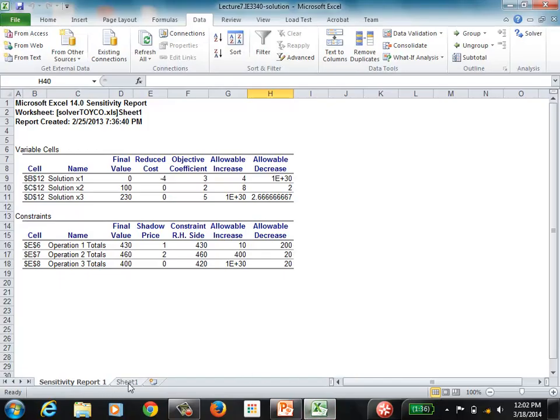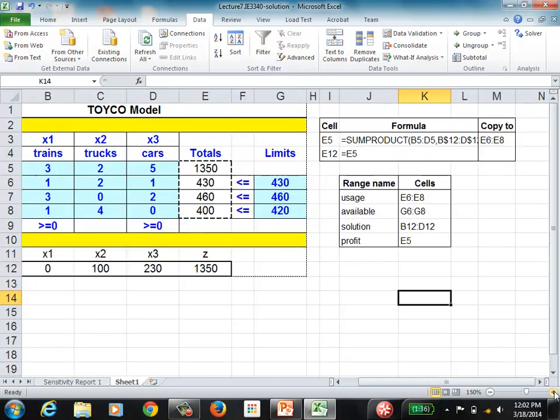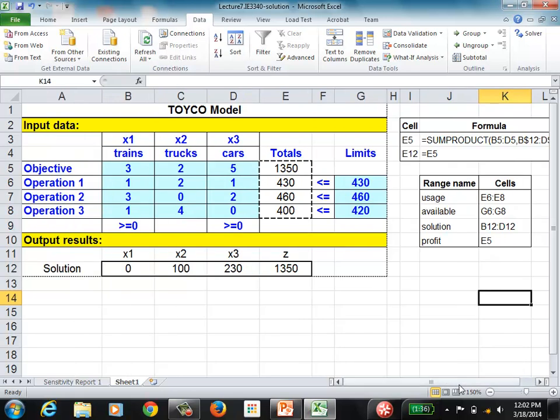So here is the Toyco model. We have our objective function coefficients. We have the coefficients for the constraints, so operation 1, operation 2, and operation 3. We have the right-hand side. And the solution is here. So the optimal solution, again, is to produce no trains and 100 trucks and 230 cars. And this is the objective function value.